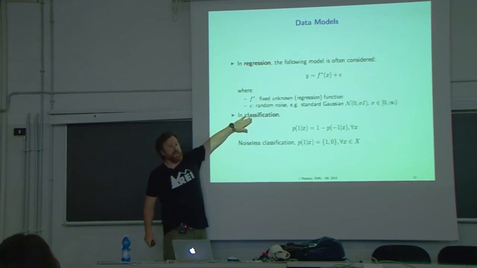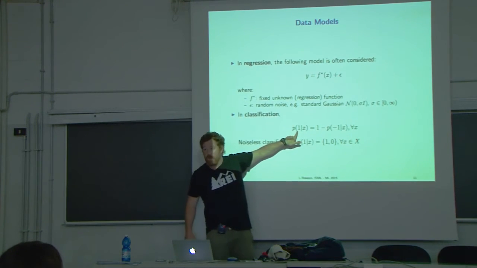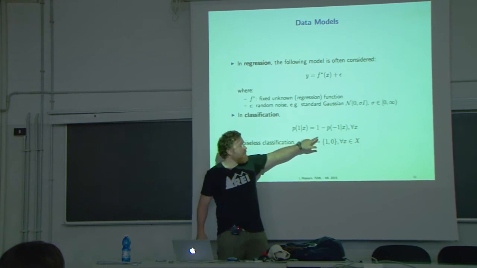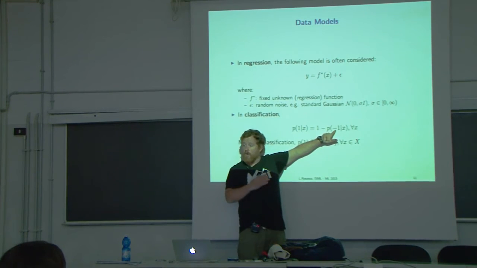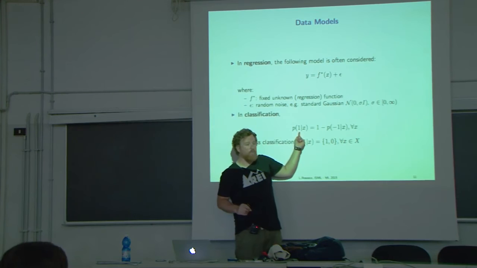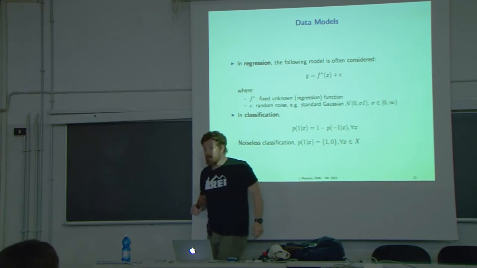In the case of classification, notice that y typically has only two values. Okay? For example, 1 and minus 1. So you're not having a lot of possibility for your output, and these two are related. The probability of one given x is 1 minus the other.